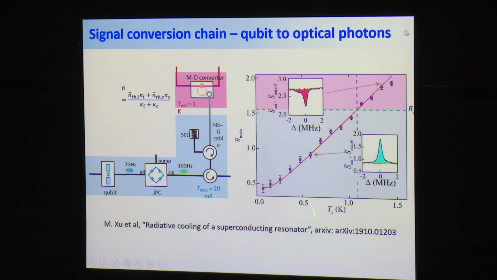And if you are interested in the details of how we calibrate this measurement, those are really enabled by this parametric amplifier built by Michel Devoret. It adds very little noise photons in the measurement. And there's an arXiv paper on that.